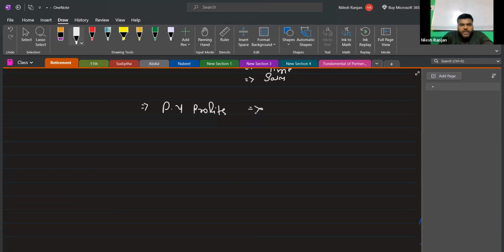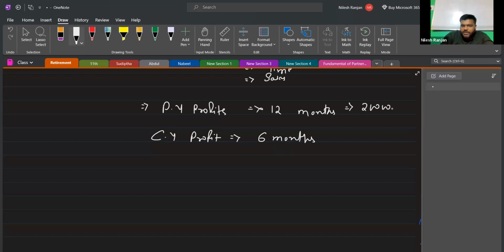Now, if we know the previous year profit, we know it is for 12 months. So for the current year profit, if he died after completion of 6 months, let's say the previous year average profit was 2 lakh. Can you tell me what will be the share of B in this current year profit? What will be the share of B? Because B is dead.